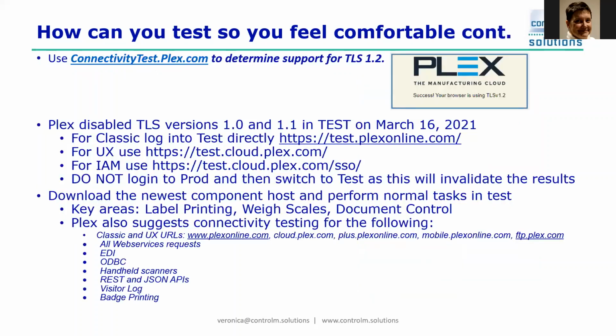The second thing to test is connectivity to Plex. Connectivity Test Plex is an easy-to-use tool that is available now that will confirm TLS versions on whatever browser you use to open it. Once you've confirmed the browser you are using supports TLS, you'll want to make sure your computers that print labels have the correct version of the component host and test that. You will want to test the things you do against the test database, which has had support for TLS 1.0 and 1.1 removed. Plex suggests testing connectivity beyond the component host tasks we've been covering.